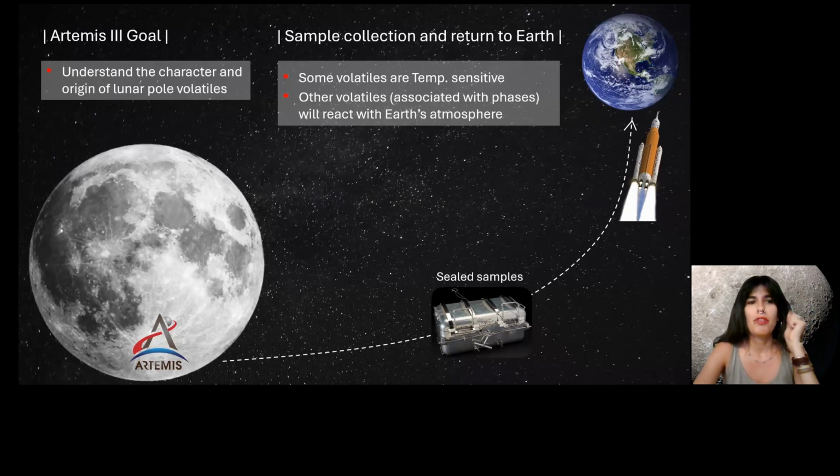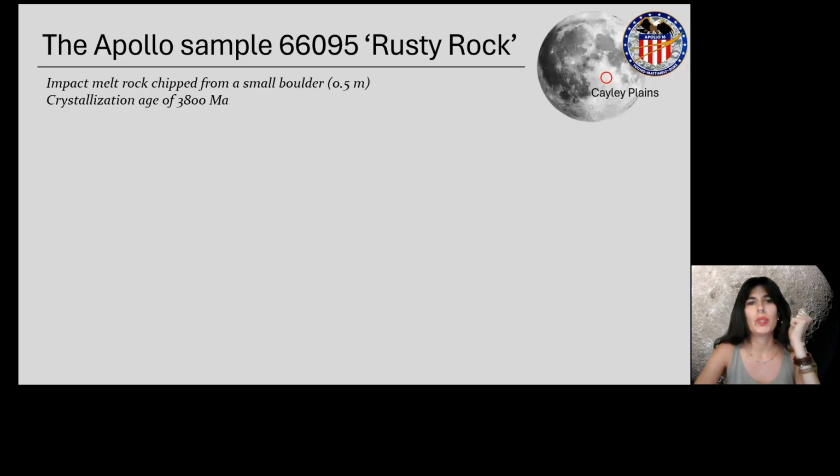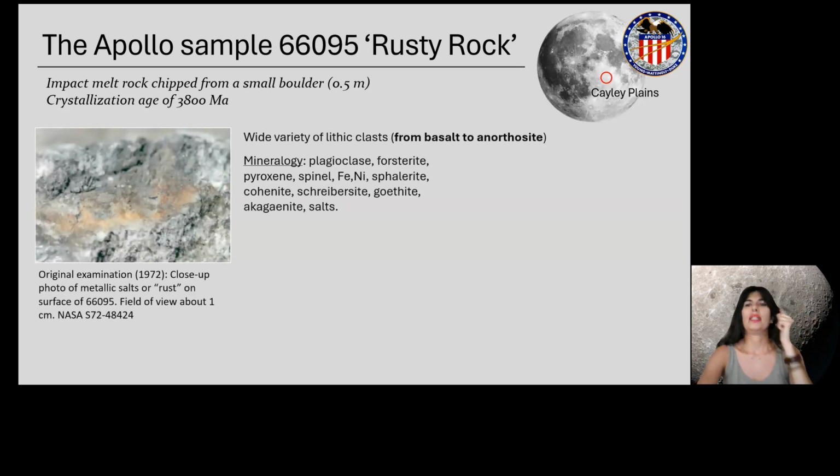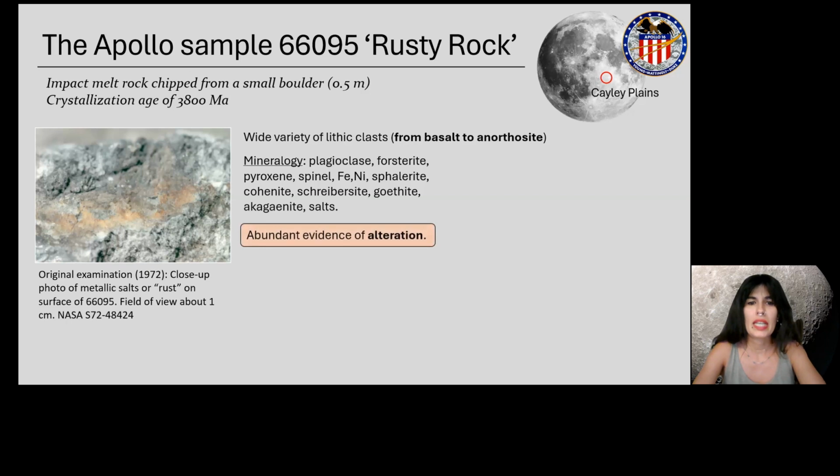One example of a volatile-rich sample is the Apollo sample 66095, also called Rusty Rock. This sample was collected at the Cayley Plains by the Apollo 16 mission, and it has a wide variety of lithic clasts, from basalt to anorthosite, with a wide variety of mineralogy. And its main characteristic is that it has abundant evidence of alteration.